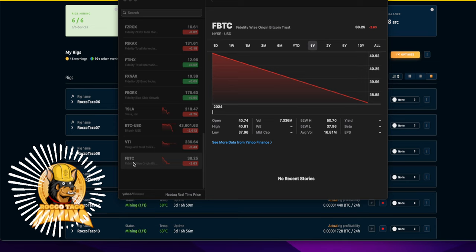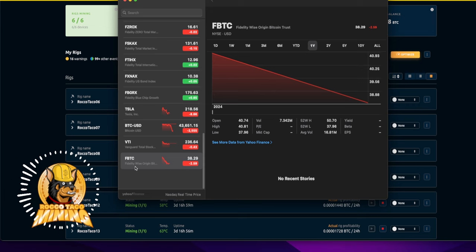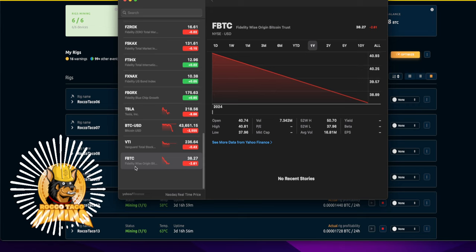What have I done? FBTC, I bought some of this yesterday just for fun. This is the Fidelity Wise Origin Bitcoin ETF. They are waiving fees until August of 2024, so you can get in there and play around with it. I put just a couple bucks into this thing. I think I got in at 41, so you can see the big loser I am. Yeah, so we'll see what the ETF does. I just did it as an experiment.